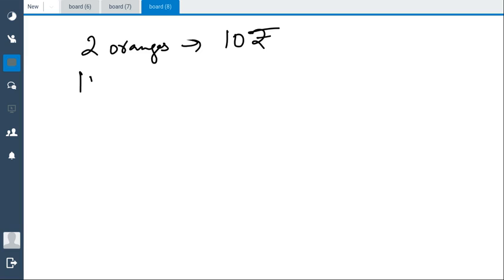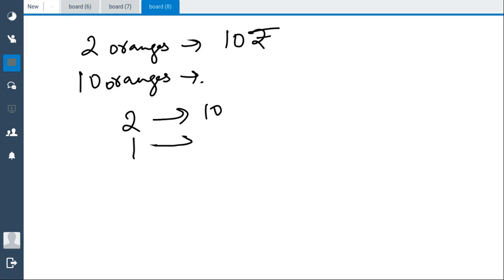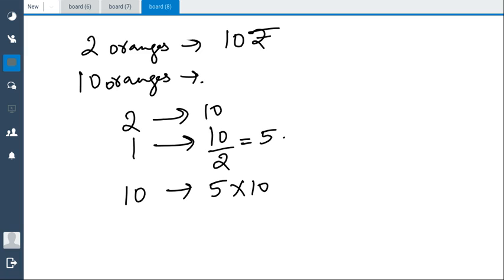Then, what is the cost of 10 oranges? So, how will you find it? It's very easy. If 2 costs 10, then 1 would cost 10 by 2, that is equal to 5. Then what is the cost of 10? We need to multiply this value with 10 and get 50 rupees.